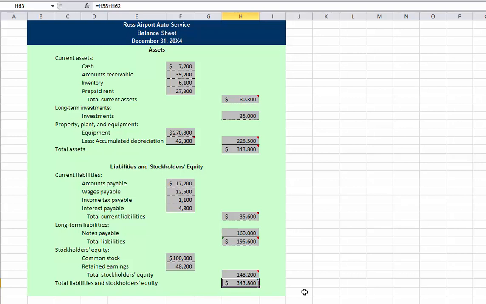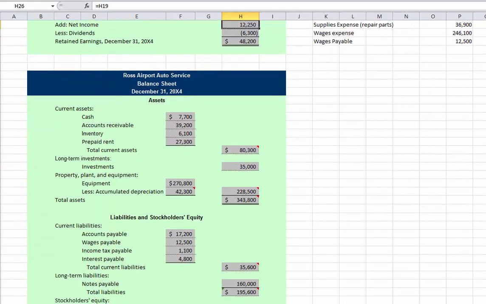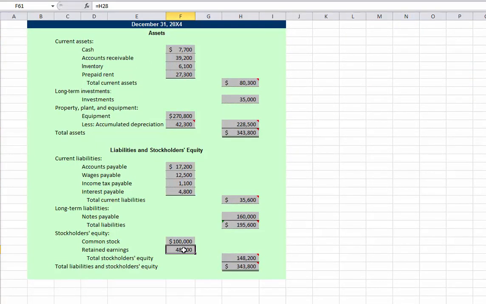Please remember that your statements have a relationship to each other. In accounting, we use the term articulated. As we go, we see that our net income flows onto our retained earnings statement, and from the retained earnings statement we know that ending retained earnings goes onto the balance sheet.